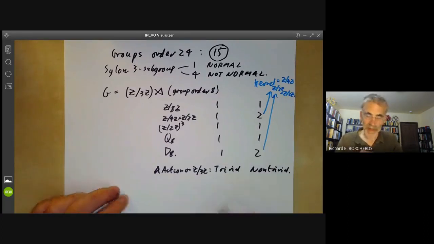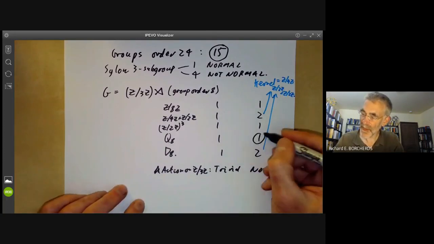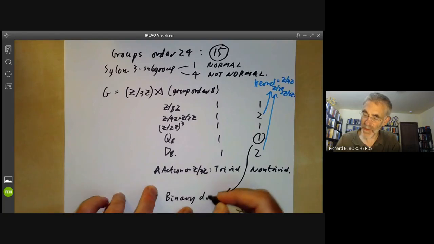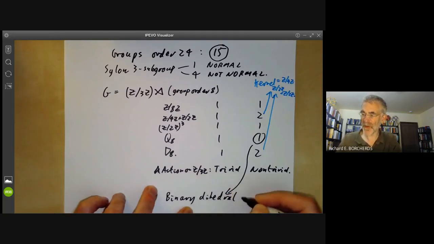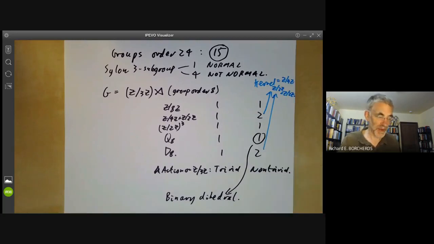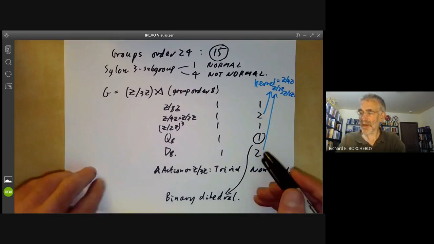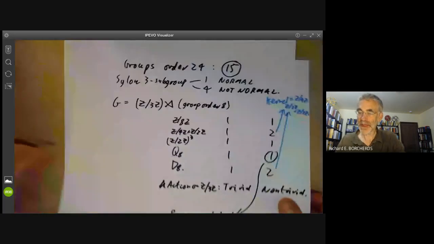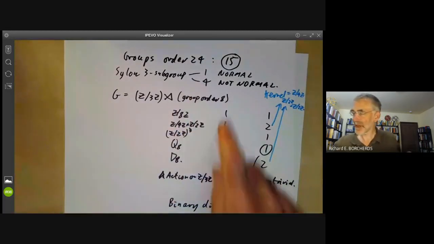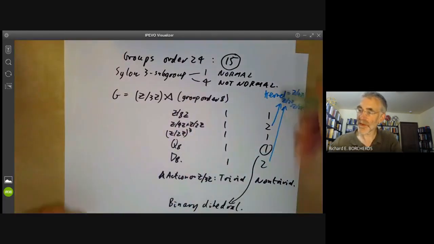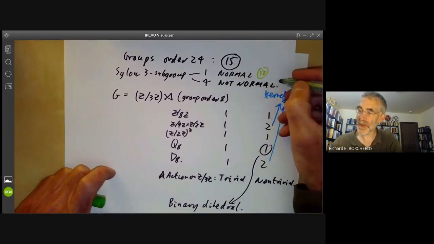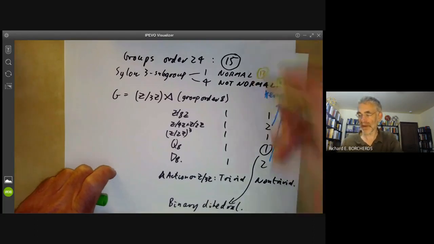The only one really worth commenting on is this one here, which turns out to be the binary dihedral group of order 24. So it's a sort of double cover of the dihedral group of order 12. Other than that, I can't really think of anything much to say about these groups. So that's done the cases when the Sylow subgroup is normal, and it gives us altogether 12 groups. And we're now going to do the three cases when the Sylow subgroup is not normal. So altogether, we're going to see 15 groups.